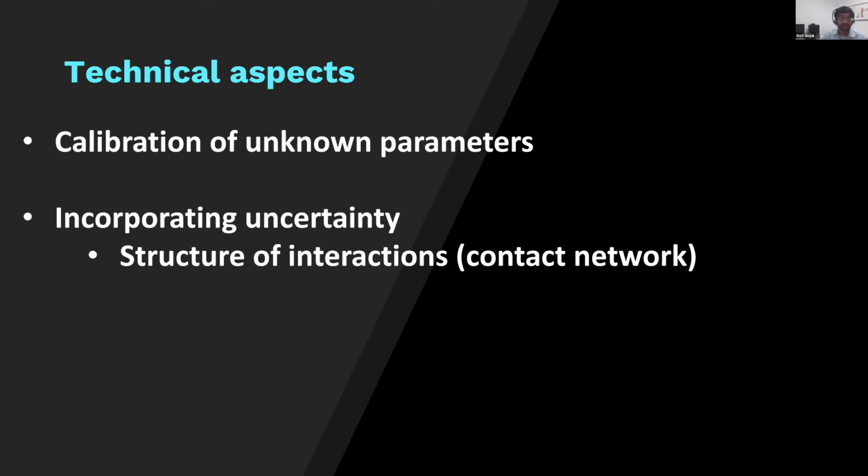The second aspect is, even if you do find some of these parameters in the literature or through data, you're probably going to know them with some level of uncertainty. So some of my other work is really around how you incorporate uncertainty in the structure of the interactions, so uncertainty in the contact network. How do you build that into ABMs to get more robust outcomes? Because you don't want your outcomes to be overly precise, you want to make sure that you capture all of the different levels of uncertainty.